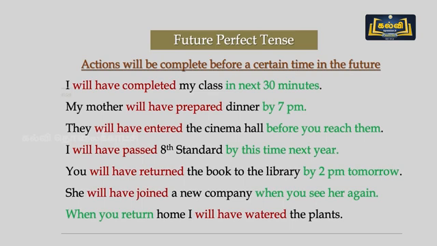And she will have joined a new company when you see her again. The last one is, when you return home, I will have watered the plant. So if you look at the pattern, all the verbs are in will have or shall have form. And then look at the future time expressions: in next 30 minutes, by 7 p.m., before you reach them, by the time next year, by 2 p.m. tomorrow. All these expressions indicate a future time.